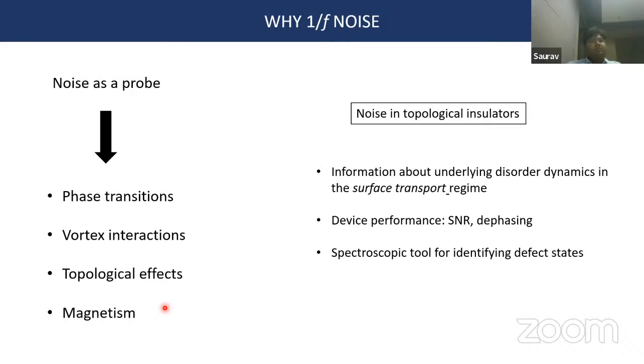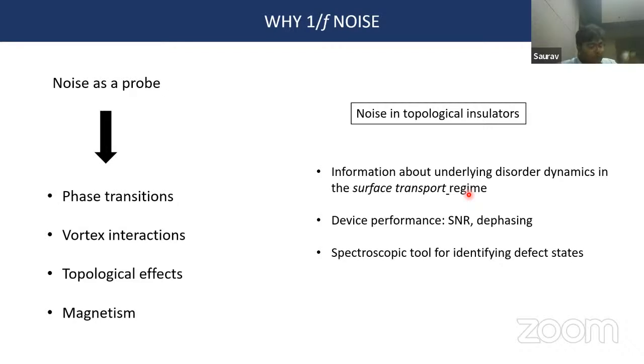We also look at the device performance, signal to noise ratio, and another thing which is very important, especially in the context of quantum technologies, is dephasing or decoherence, and how noise affects decoherence in these materials, and what the sources of dephasing are. And we did use noise as a tool for identifying the defect levels in topological insulators in a variety of materials.